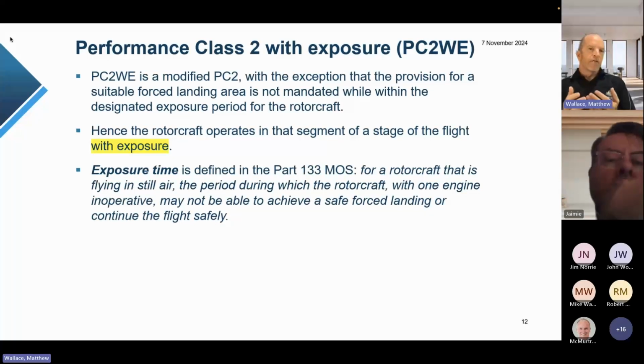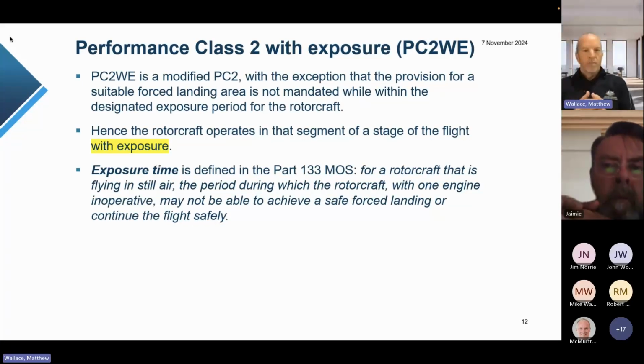But what it's saying is that we have an exposure period depending on the rotorcraft. So, for instance, an aircraft like an AW139, you might have an exposure period of up to 36 seconds. Some of the aircraft meet that. Whereas an older aircraft, say something like the 355 or a 105, you might have a very short exposure period of 8 seconds or so. So it just depends on the rotorcraft, and hence the rotorcraft operates in that segment of a stage of flight with exposure.